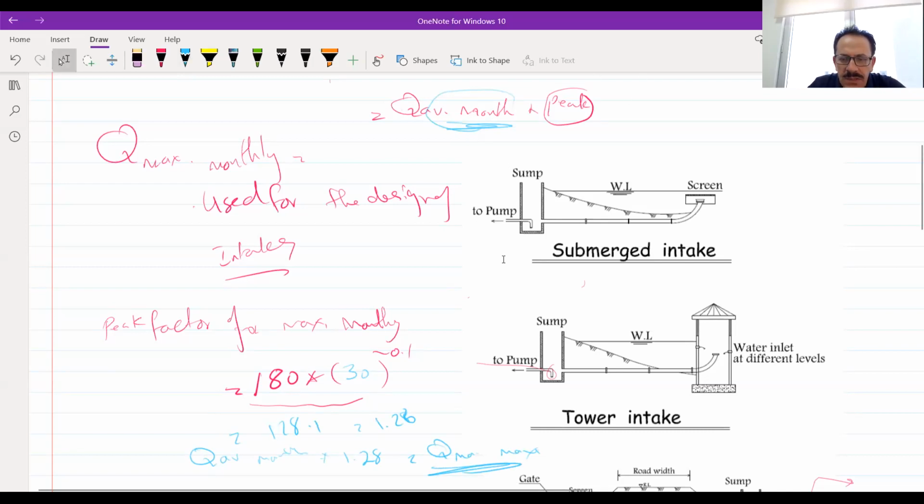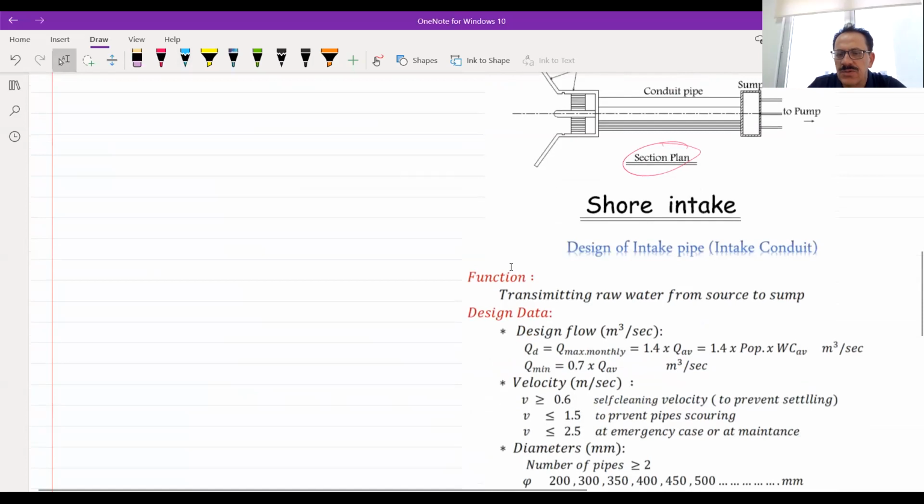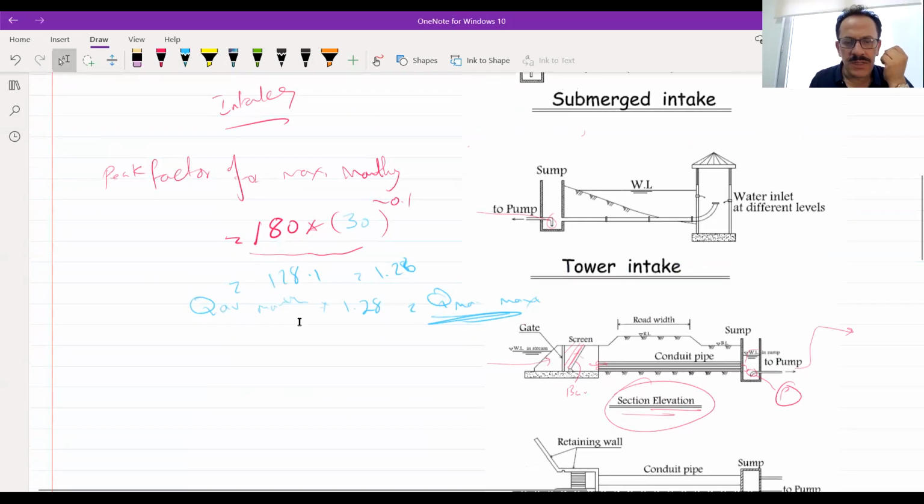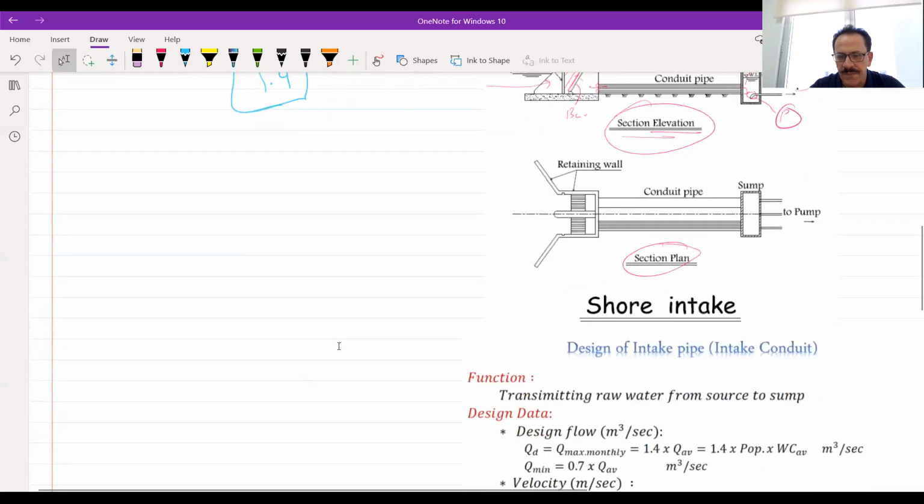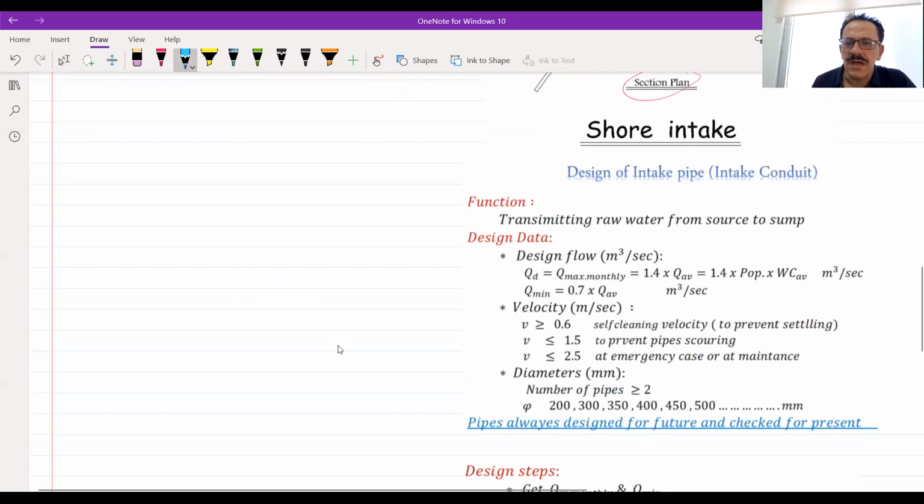Okay. Now there are steps for starting to find this. Usually, for more accuracy, they will use 1.28, 1.31. They will be using 1.4. So instead of 1.28, by experience, they found that it's better to use 1.4. Now, the design steps for the intake pipes, the intake conduits. How do we design this?